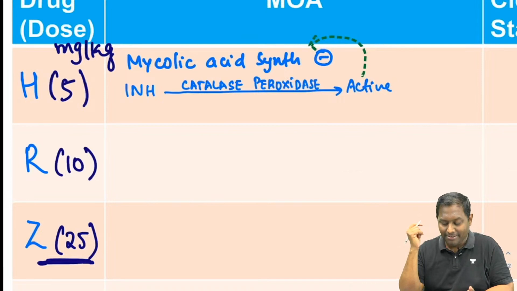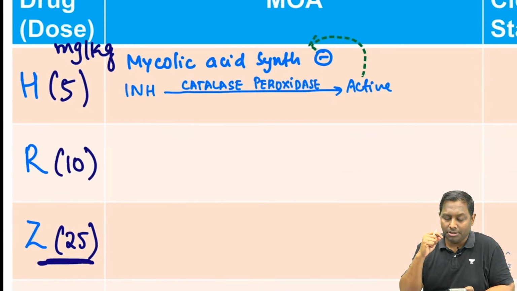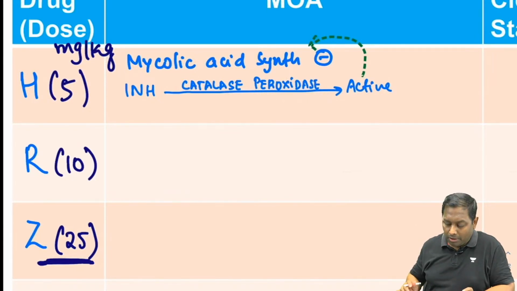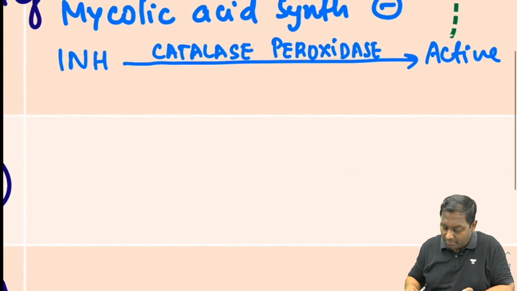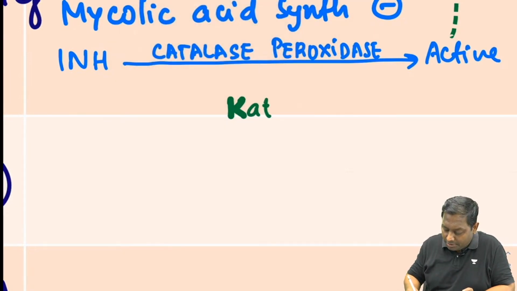All good? Okay. So as I was telling all of you, isoniazid is one of the drugs that gets activated by catalase peroxidase, an enzyme from the microbes. Do remember this activation. Catalase peroxidase is an enzyme that we have. What is the name of the gene that is activating this one? The name of the gene is the KatG gene.